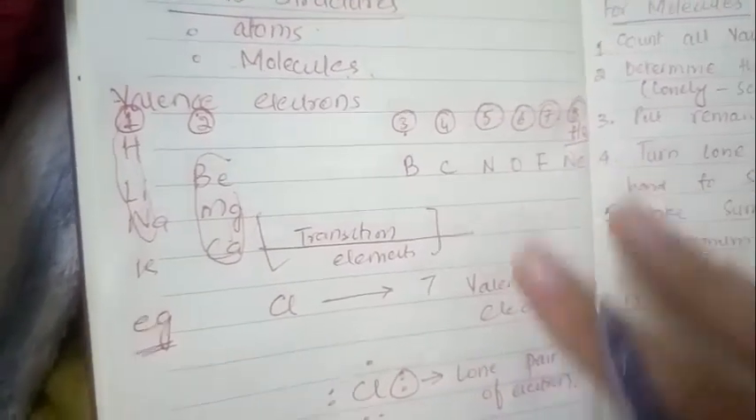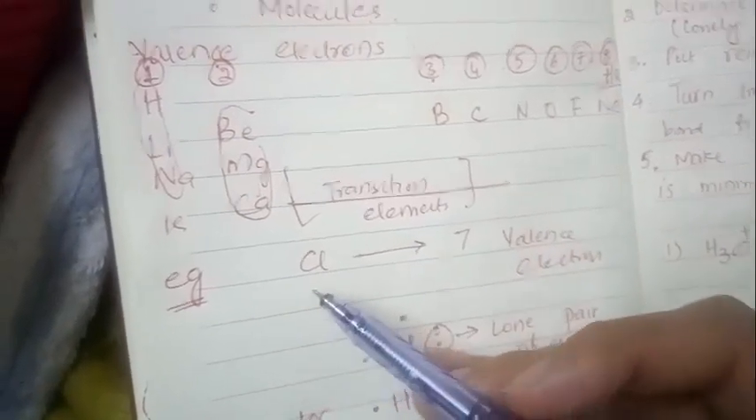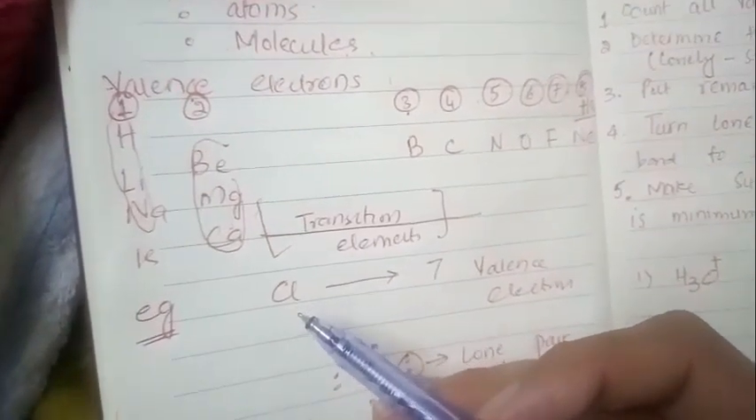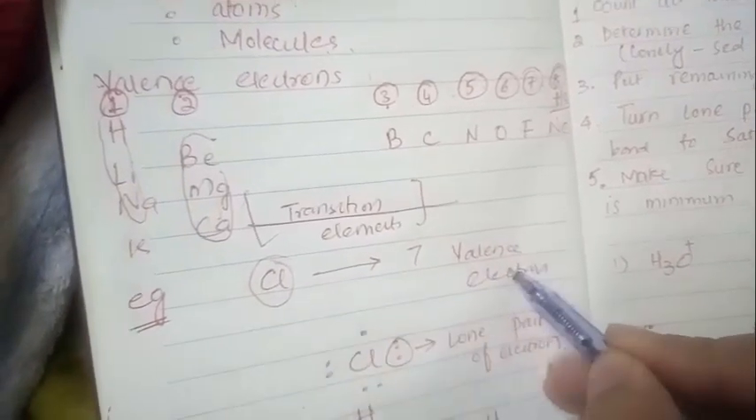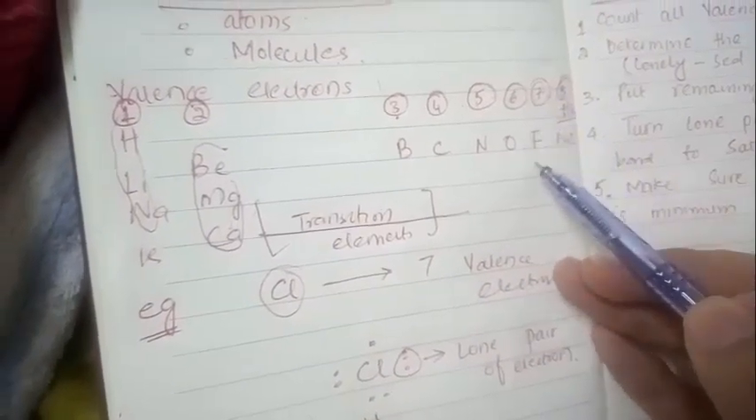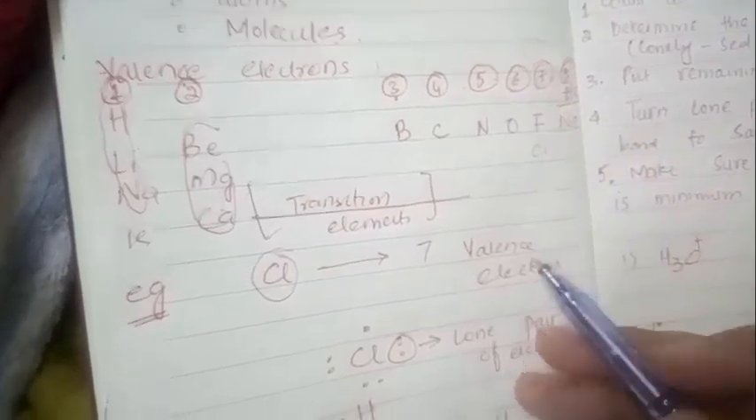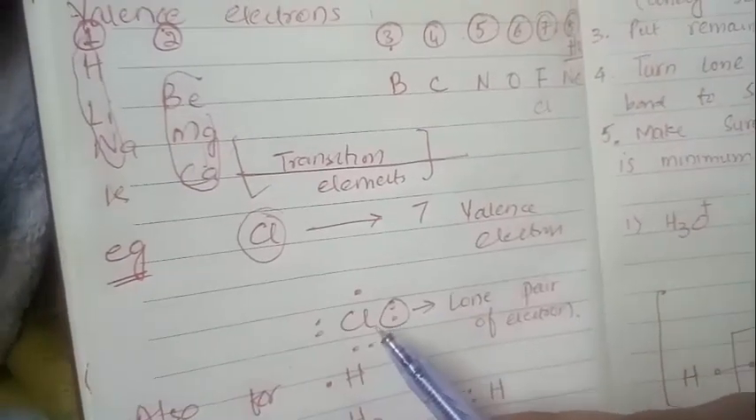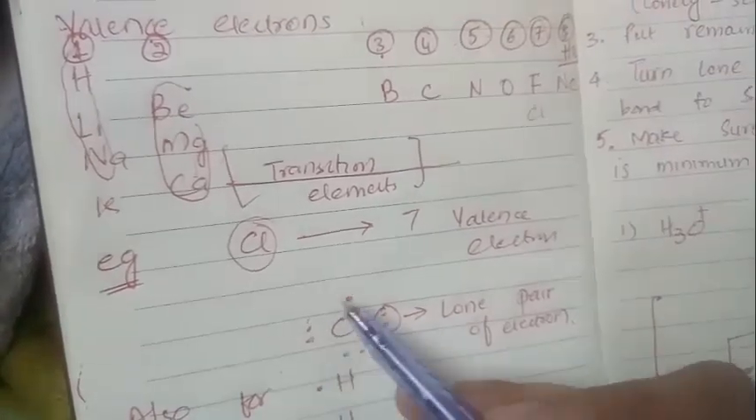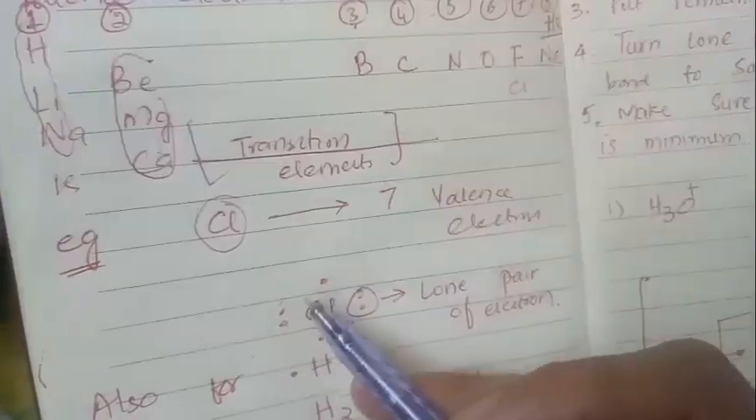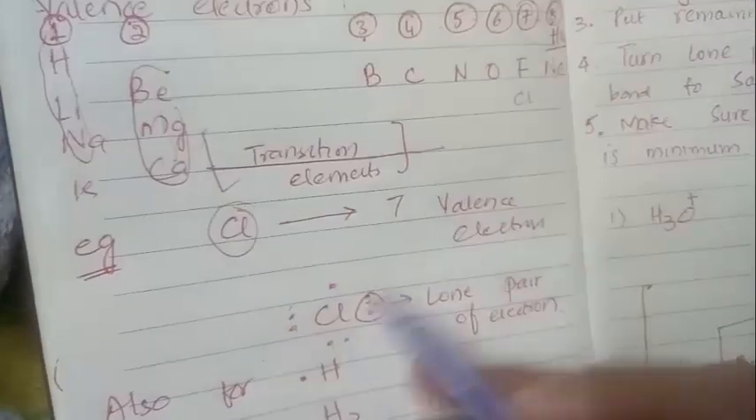It is an exception. Alright, for example, if I want to draw the Lewis or dot structure for chlorine, I know that chlorine has 7 valence electrons because it is in group 7A: fluorine, chlorine, bromine, iodine. So what will I do? I'll just draw the electrons as lone pairs around the chlorine. So this is the Lewis structure for chlorine.